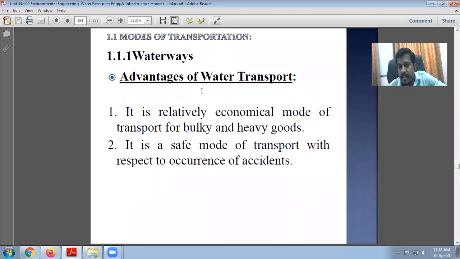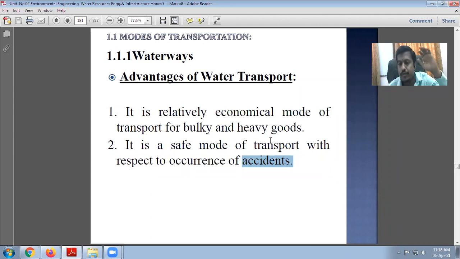Advantages of water transportation: it is a relatively economic mode of transportation for bulky and heavy goods. It is also a safe mode of transportation with respect to the occurrence of accidents. Basically, waterways are totally dependent on the weather conditions. If weather conditions are very good, there is hardly any chance of an accident occurring. If weather conditions are bad, then definitely nothing is in our hand.